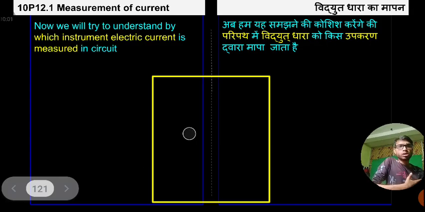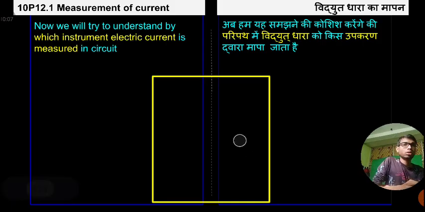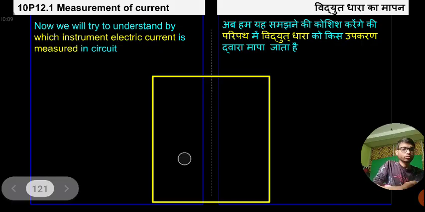Here we are going to visualize it. 1 ampere is equal to 1 coulomb upon 1 second. Let's see. Now we will try to understand by which instrument electric current is measured in a circuit.